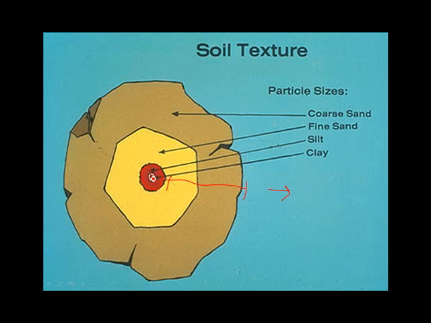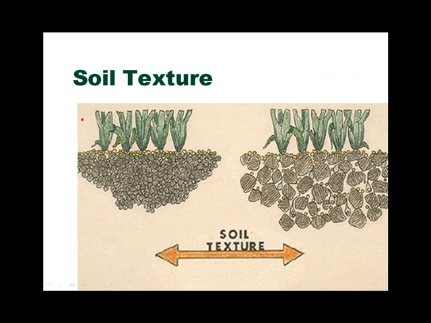So here's just another representation of that. This would be a finer soil. This would be a coarser, more coarse soil. So as we move from fine, more water holding, to coarse, more air holding, you can see all the air spaces in there. We're going to change the soil physical properties.